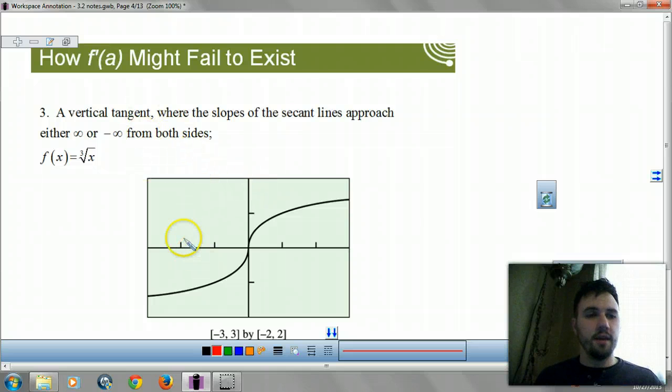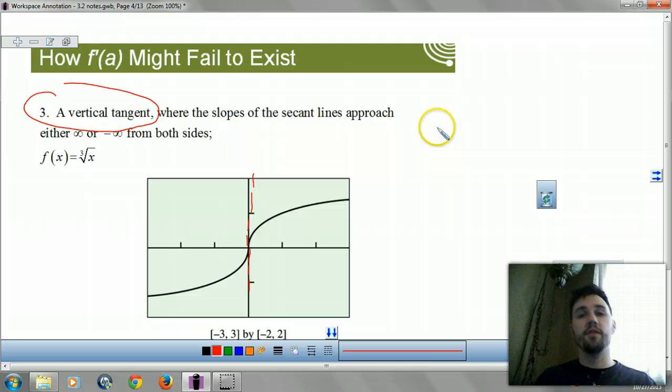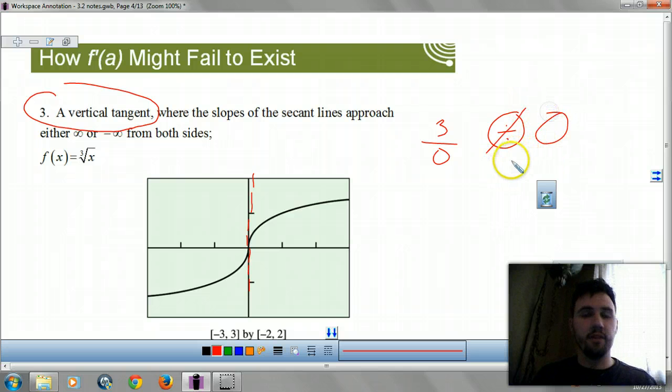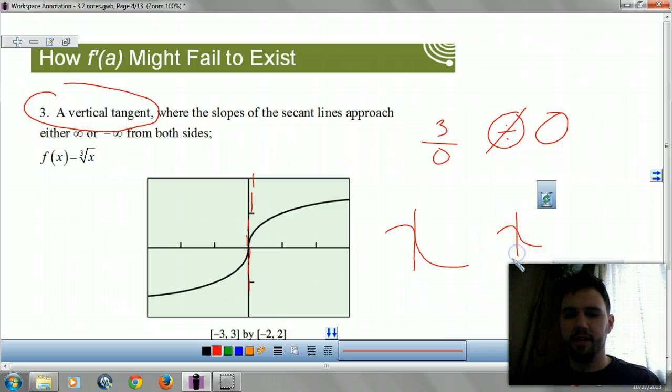Also, a vertical tangent line, aka right here. At a vertical tangent line you have a slope of some number over 0, and you cannot divide by 0, right? So that is another spot where your derivative will not exist. Anything that looks like that, or could look like this, is where the derivative does not exist.